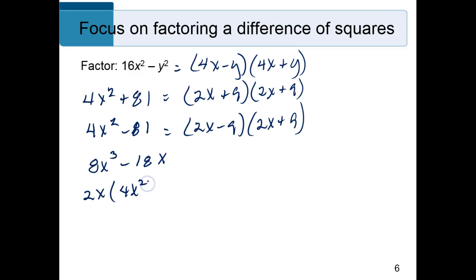4x squared minus 9. Now that's looking a little bit more like a difference of two perfect squares. What would that be? 2x times? Okay, say it again. A little louder. 2x minus 3 times 2x plus 3. Excellent. You got it. Way to go. That is factorable. Okay?